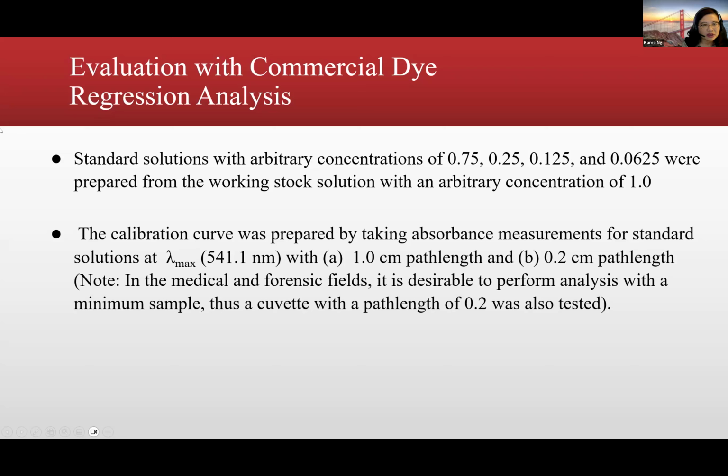The reason we use a smaller path length is because ultimately we want to see if we can apply this for detection of the drug, and usually with the samples, for example, we can get the urine sample or the blood sample from the patients, and that is very limited. So if we can use a smaller sample, that's preferable. That's why we try to test if we can use the smaller cuvette with the path length of 0.2.